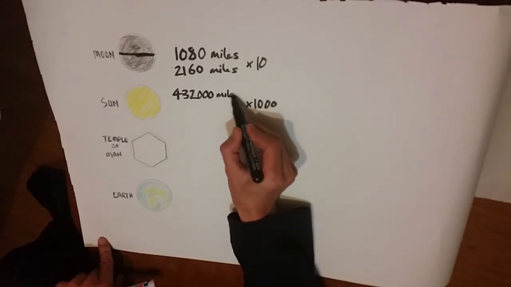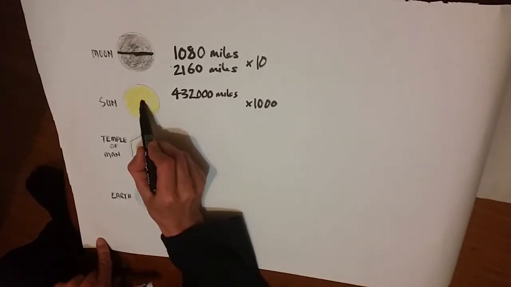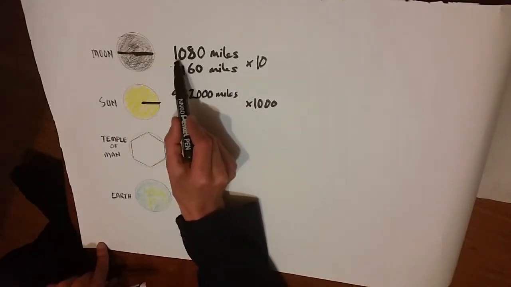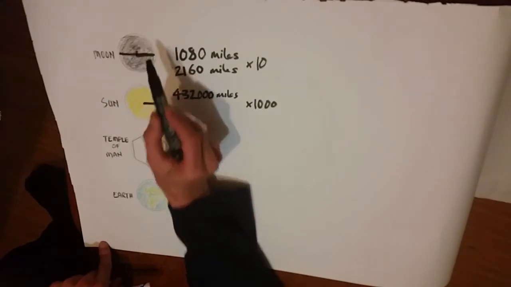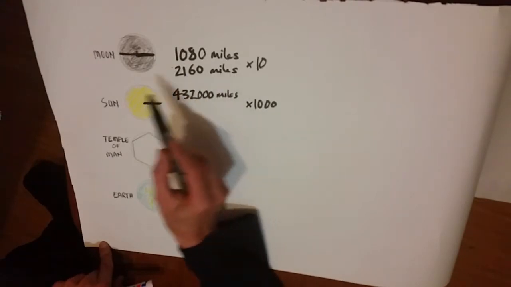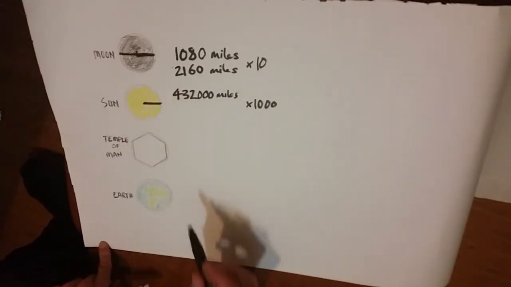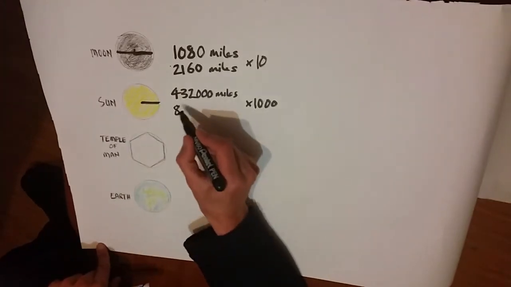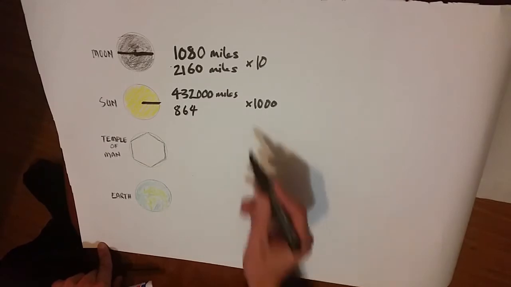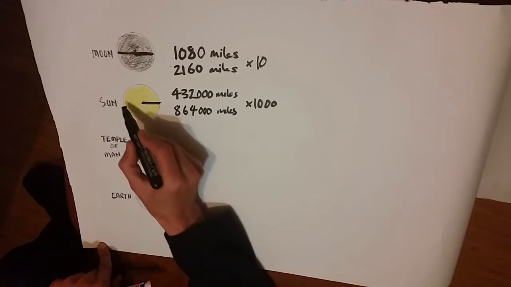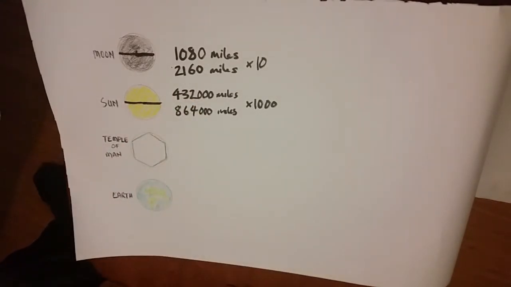So we have 43,200 miles as the equatorial radius of the sun. So 1,080 miles is the equatorial radius of the moon, and 2,160 miles the equatorial diameter. So of course radius is half of the diameter, so we have 864 times 1,000 miles, and we have the equatorial diameter of the sun above 99.9%.